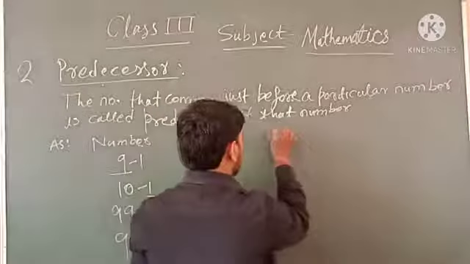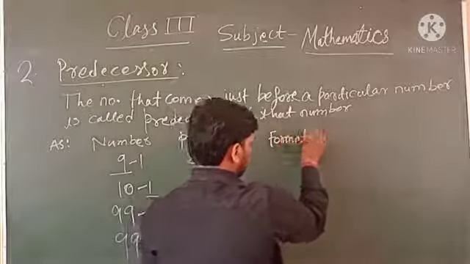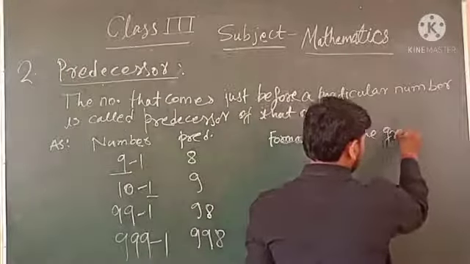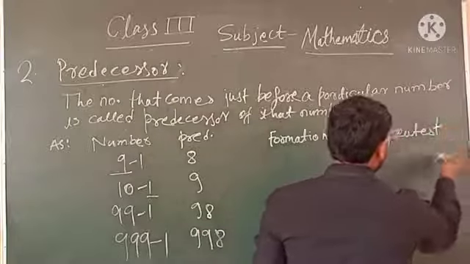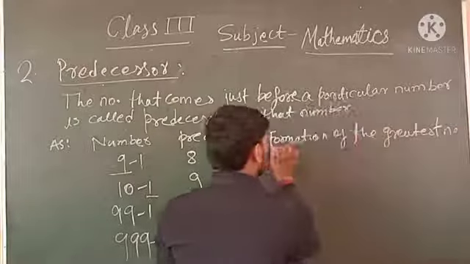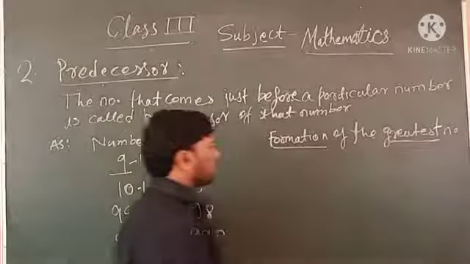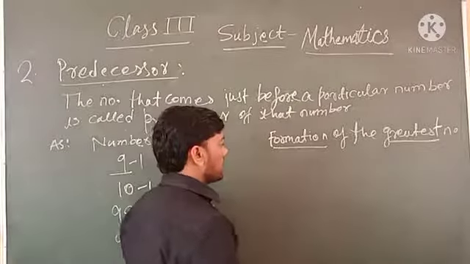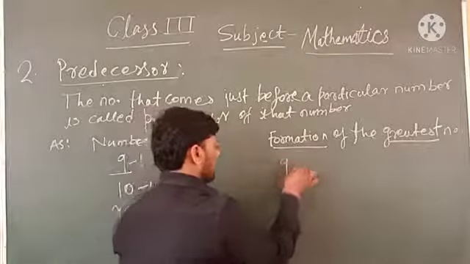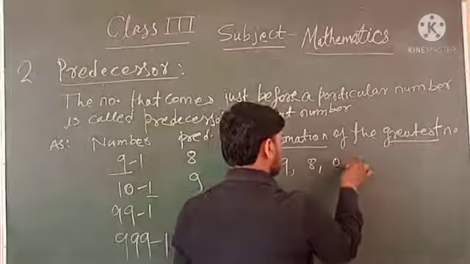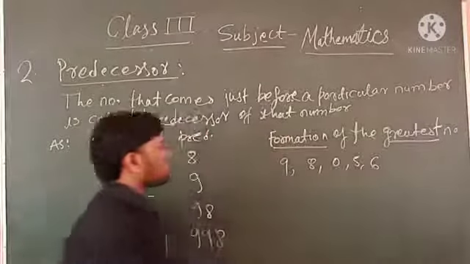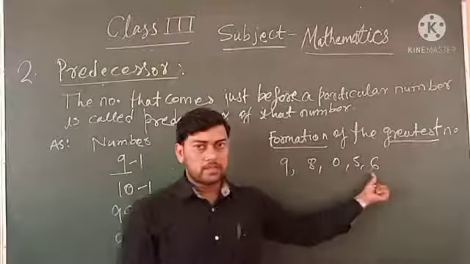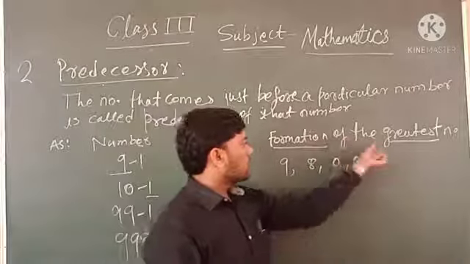Formation of the greatest number. To write the greatest number, we arrange the given digits in descending order. Suppose digits are 9, 8, 0, 5 and 6. Then we have to form the greatest number.